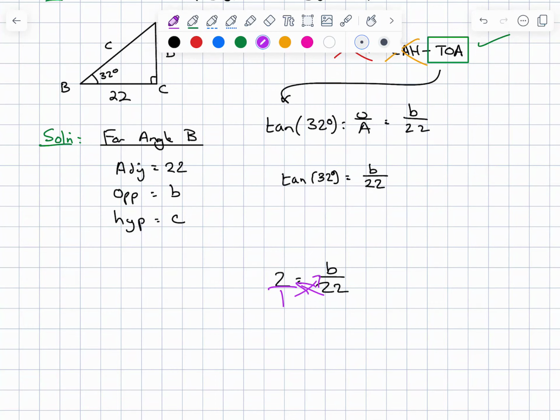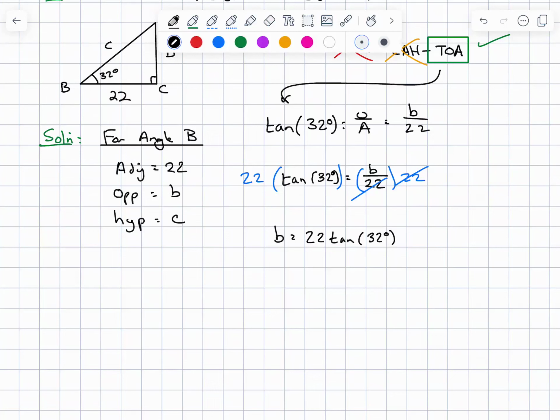Either way works. And so I give this specific simpler example to remind us tangent of 32 degrees is just a number. It's an irrational number. It's going to be a decimal approximation, but it's just a number. So it gets solved the exact same way as you would if you had 2 equals b over 22. So you're going to take this equation and multiply both sides by 22, and get that b is equal to 22 tangent of 32 degrees.